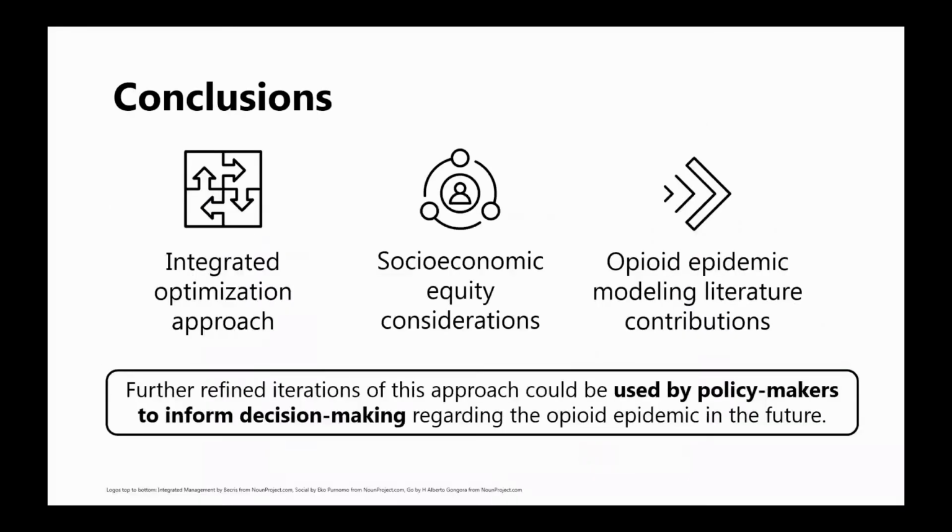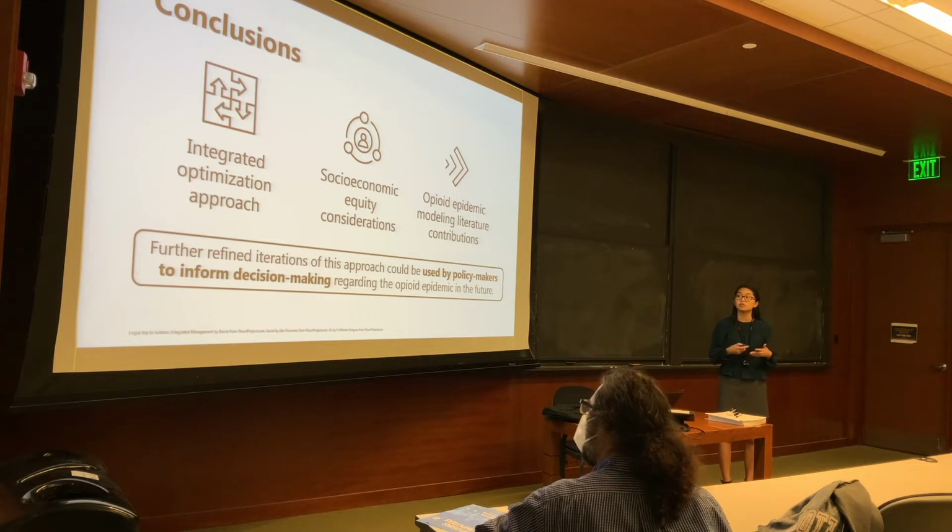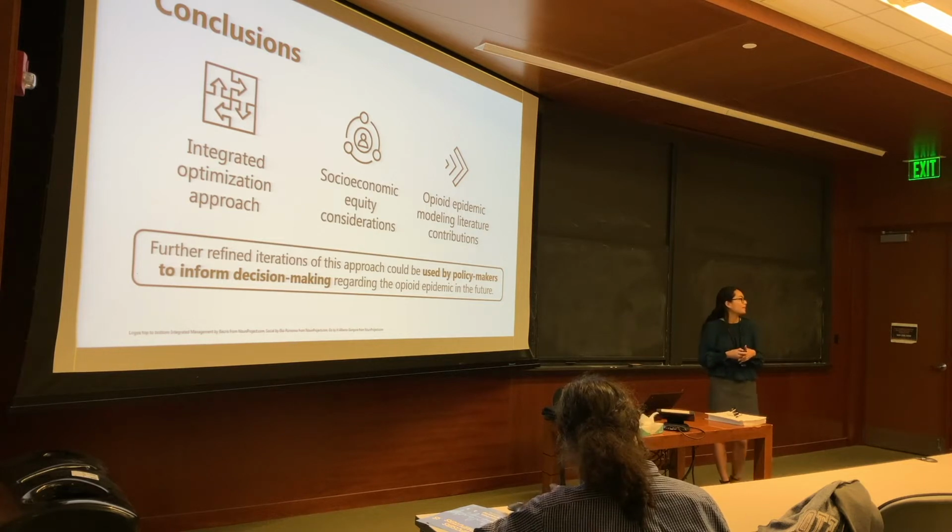So in conclusion, we developed an integrated optimization approach that considers complex opioid epidemic dynamics for the purpose of opioid treatment facility location and treatment budget allocation. We also took into account socioeconomic factors in order to make our solutions more equitable. And we contributed to opioid epidemic modeling literature by showing the usefulness of neural ODEs for parameter fitting. So we believe that this framework could serve as a jumping-off point for future opioid epidemic optimization research, and further refined iterations of this approach could be used by policymakers to inform decision-making regarding the opioid epidemic in the future. Thank you.